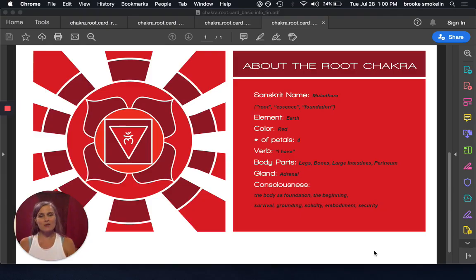So that is a little bit about the root chakra. There is much more to explore, investigate, and create connection and understanding around, but this is a starting place.